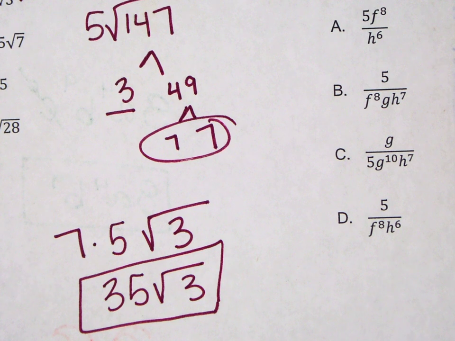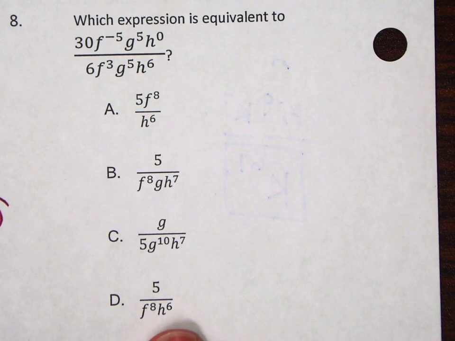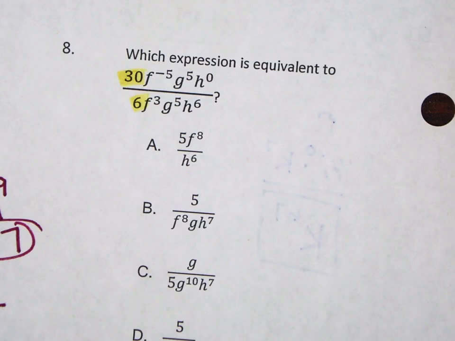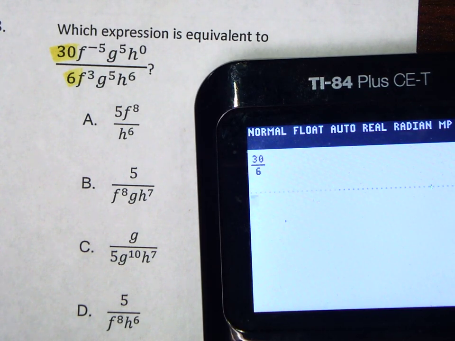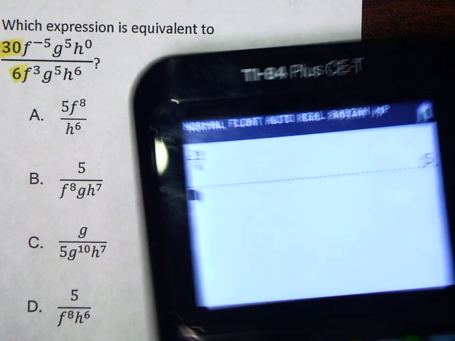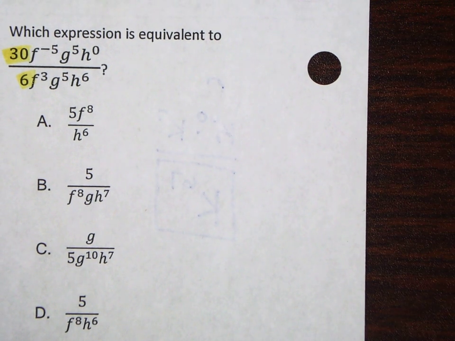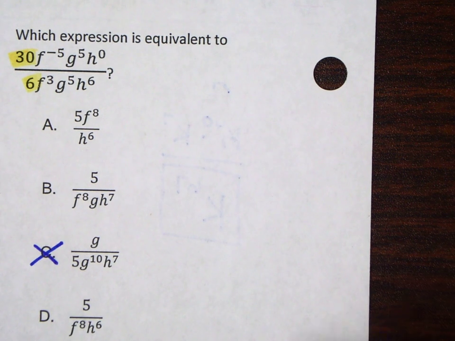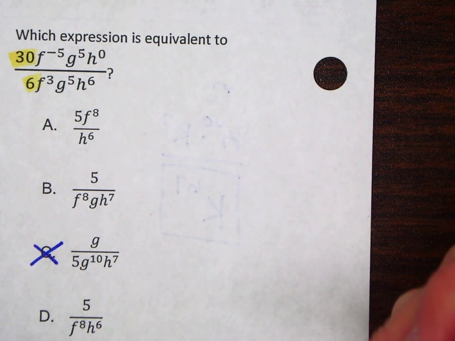All right, so let's look at number 8. Okay, for number 8, I automatically see these numbers. So I'm going to type the numbers in. 30 divided by 6. And I get 5. So I'm going to eliminate all the answer choices that do not have 5 in the top, which is C. All right, the rest of them have 5 in the top.